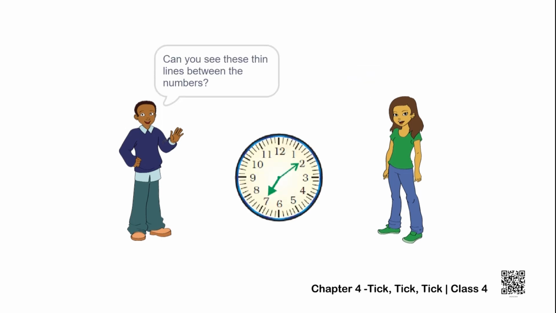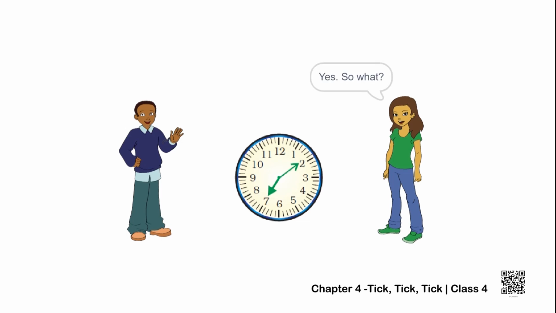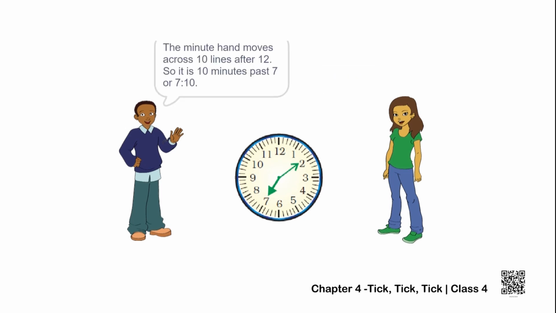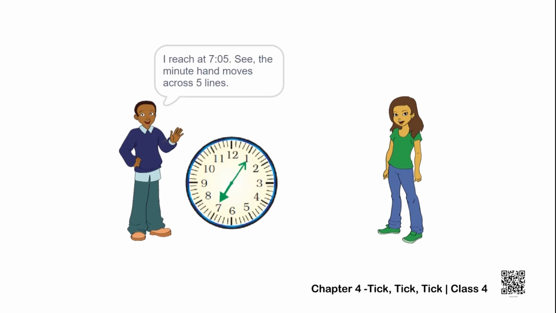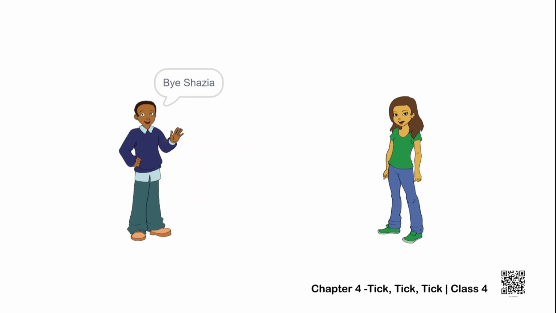How? Can you see these thin lines between the numbers? Yes. So what? The minute hand moves across 10 lines after 12. So, it is 10 minutes past 7 or 7:10. I start for school at 7. I reach at 7:05. See, the minute hand moves across 5 lines. Bye, Shazia. Thank you and bye Pamposh.